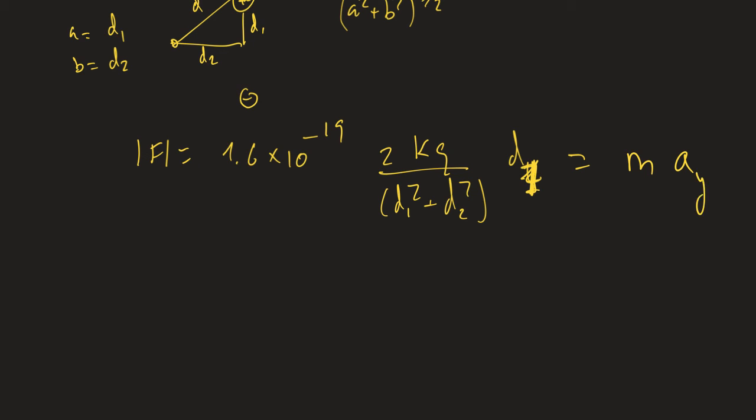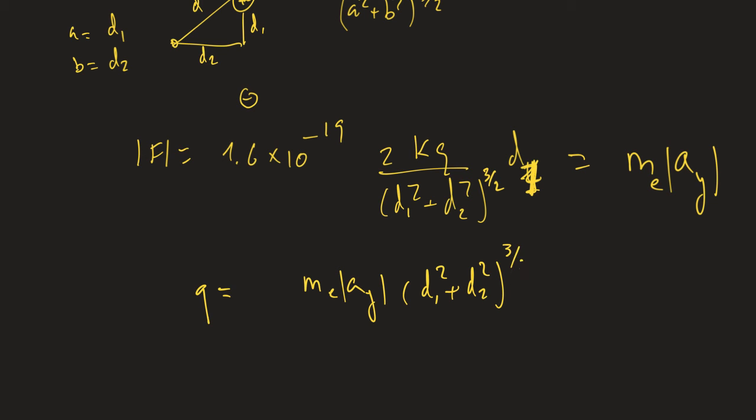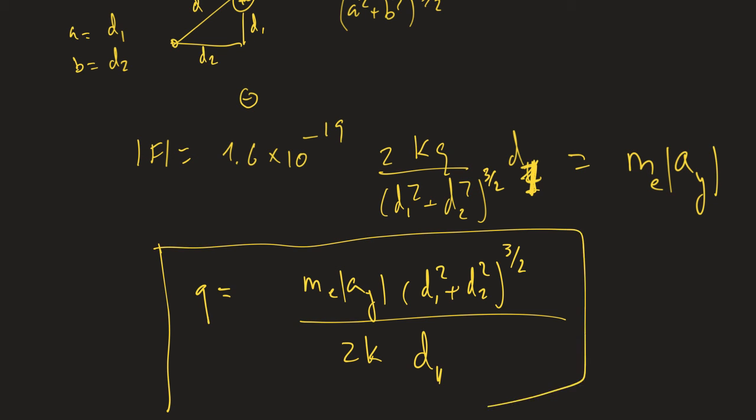So the magnitude of the force is equal to the mass by the magnitude of the acceleration. The mass of what? The mass of the particle that is at the point P, the mass of the electron. So what the problem is asking us now is the charge. So the charge Q will be the mass of the electron by the magnitude of the acceleration of the electron, 3.5, multiplied by D1 squared plus D2 squared, 3.5, divided by 2K D1. This is the charge Q that produces this kind of electrical field.